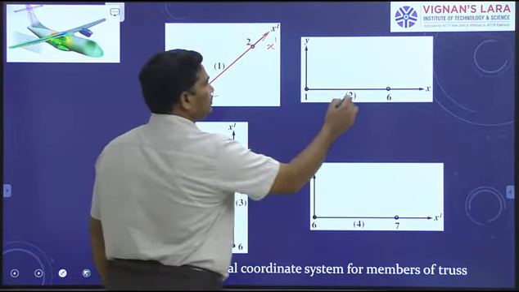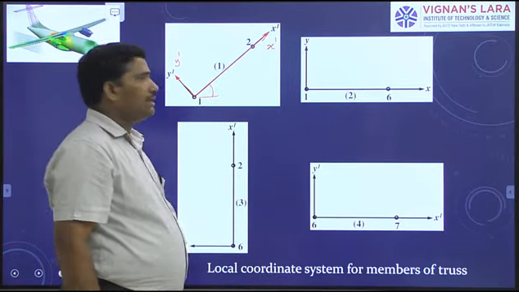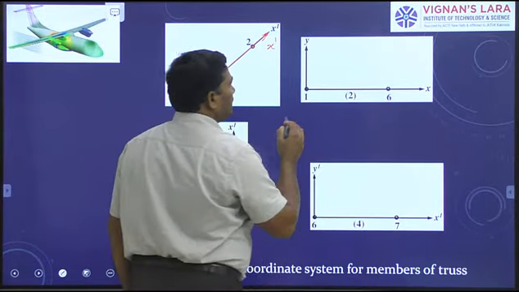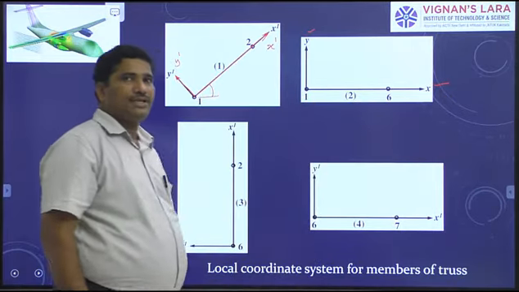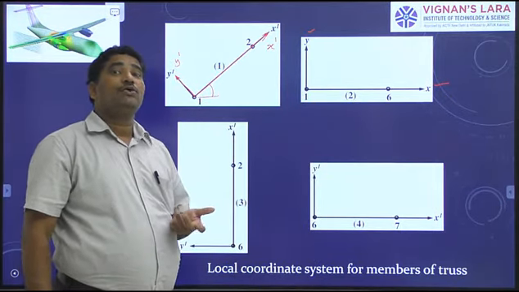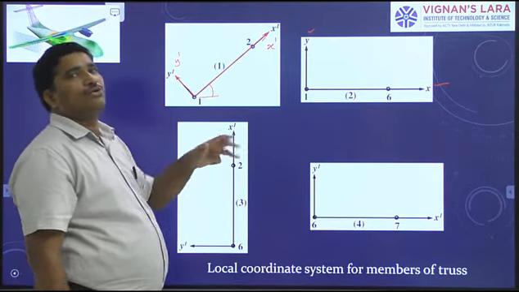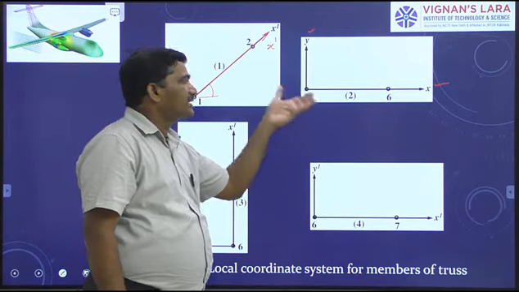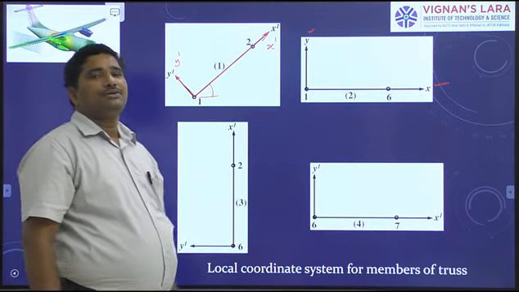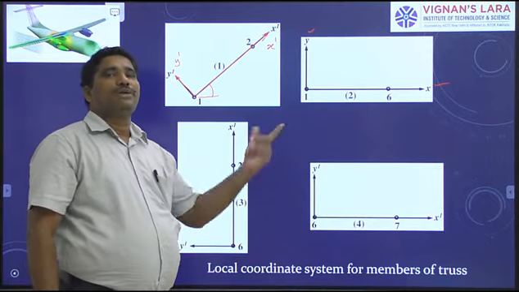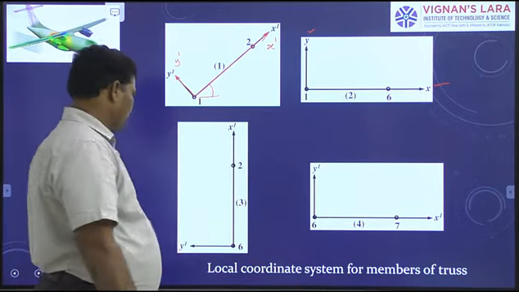That is what we see here. This is element 2 which connects two nodes 1 and 6. For this element we have a reference frame OX. In fact, OXY is the global coordinate system. The same global coordinate system we can consider here for this element as the local coordinate system. So both become the same because element 2 lies on coordinate axis X.